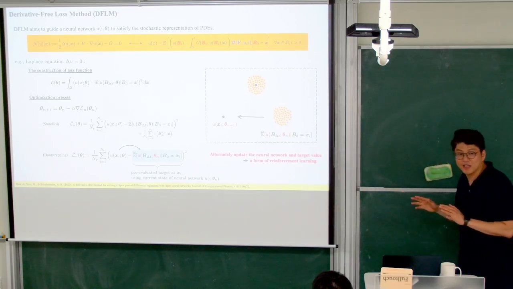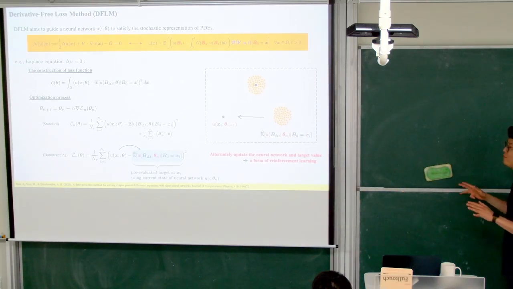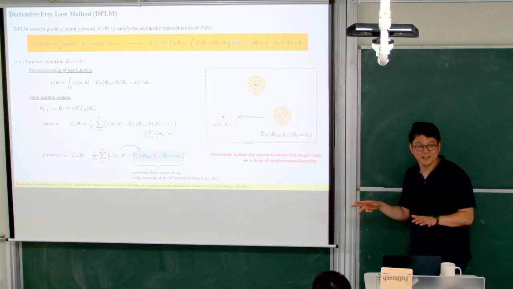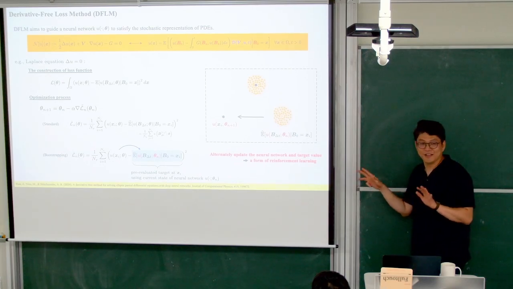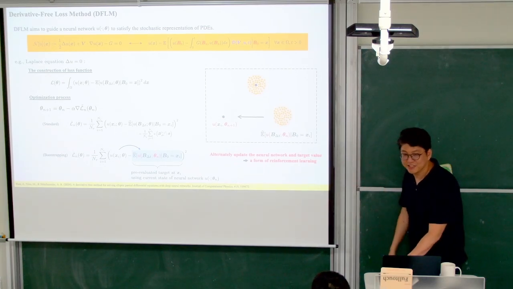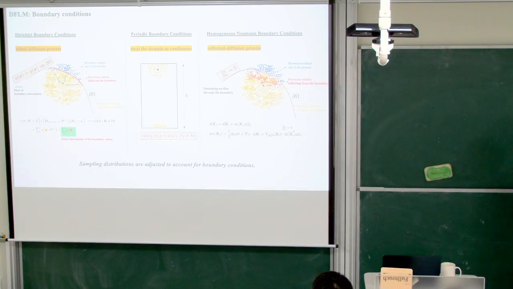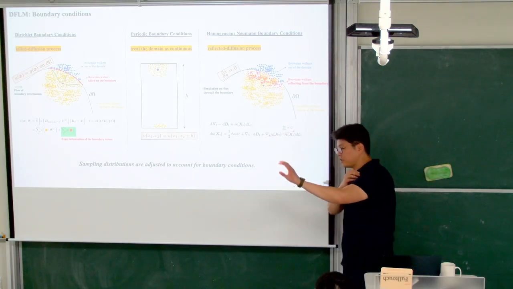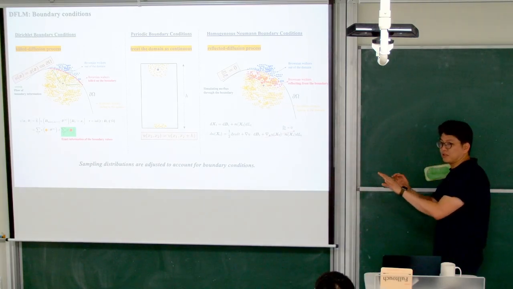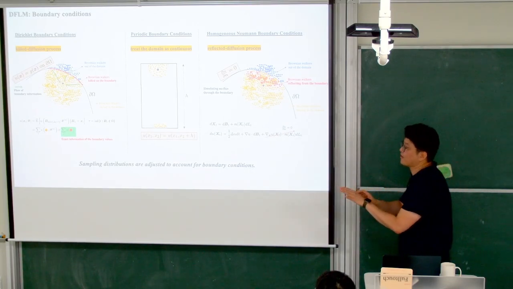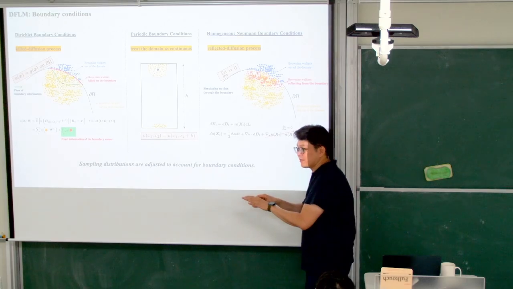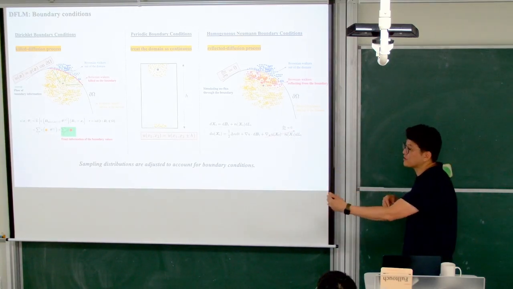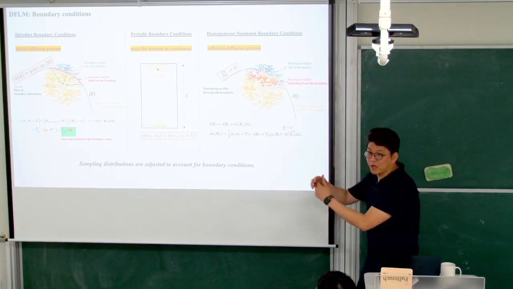And now I have not mentioned a very important part in solving the PDE. What is it? Boundary conditions. In the previous case, the PINN case, we add a boundary loss term corresponding to the boundary. But our method does not add that boundary loss term; instead, we modify the stochastic process to reflect the boundary.